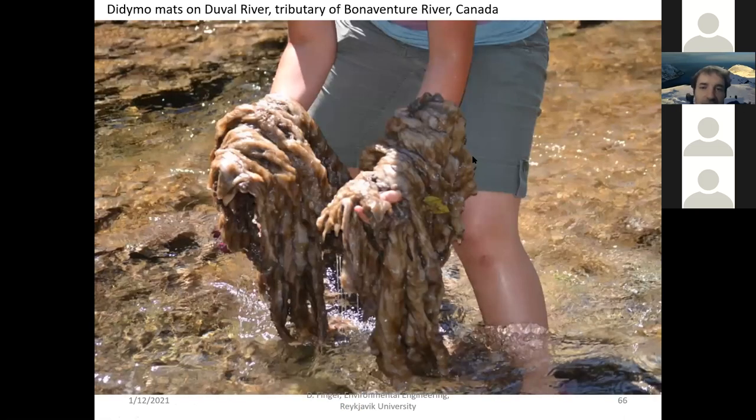So it looks like this. These are pictures from Canada. And of course, if you have a proliferation of algae packages, of algae in a river like this, then this can be jeopardizing the reproduction of salmon species in the river.